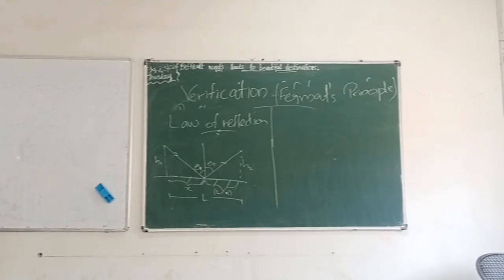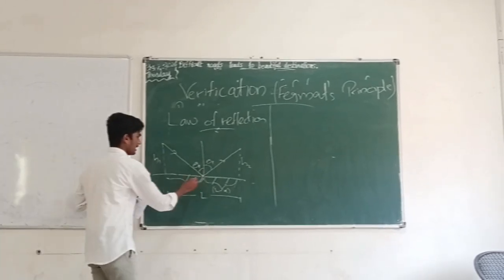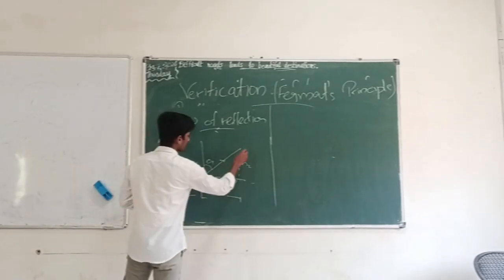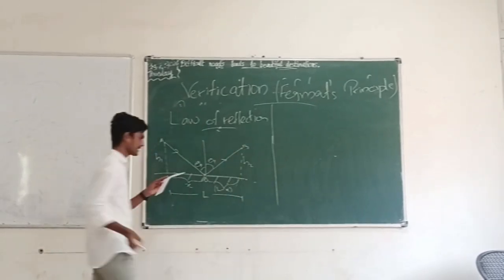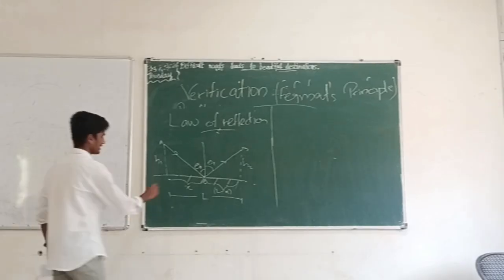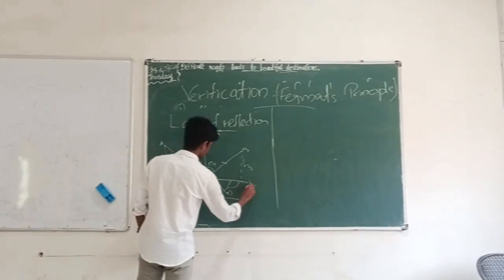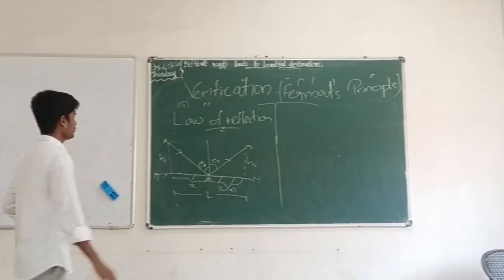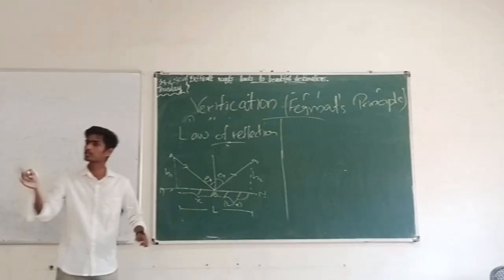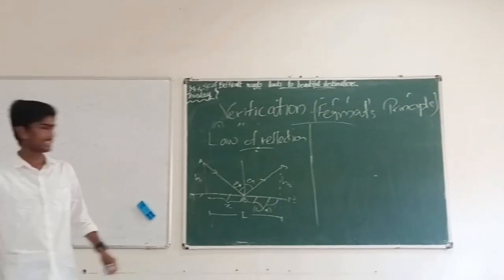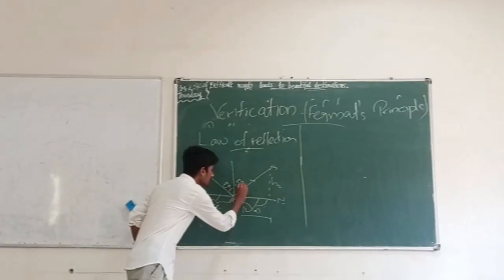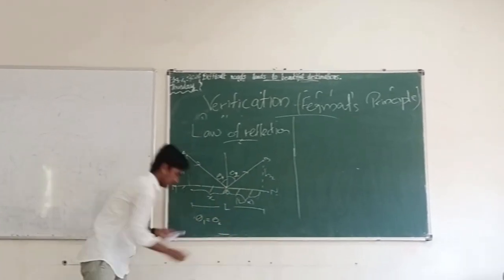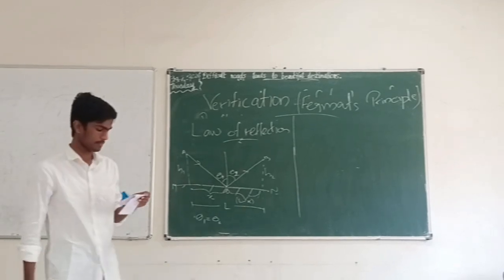Picture is clear now? Let's give some names: incident ray is AO, reflected ray is OB, and this is the mirror. We need to prove angle of incidence equals angle of reflection. That means theta 1 equals theta 2.